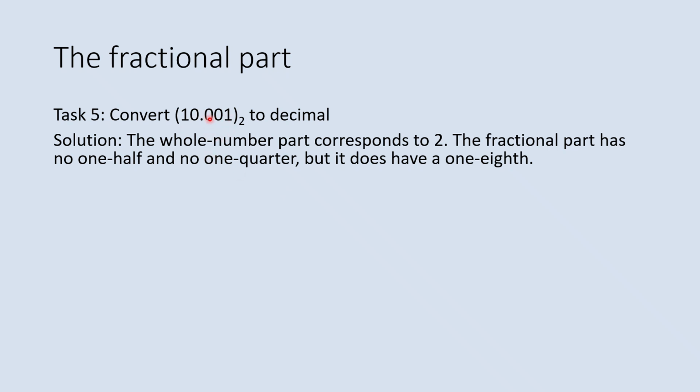So the first 0 means that there are no, this is 2 to the negative 1 power, or the 1/2 spot. So no 1/2s, no 1/4, but there is a 1/8. So this binary number corresponds to 2 and 1/8. And so 2 and 1/8, if we write it as a decimal in base 10, is 2.125. So this binary number corresponds to 2.125, or 2 and an 1/8.